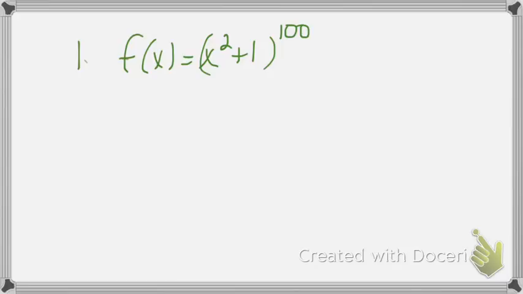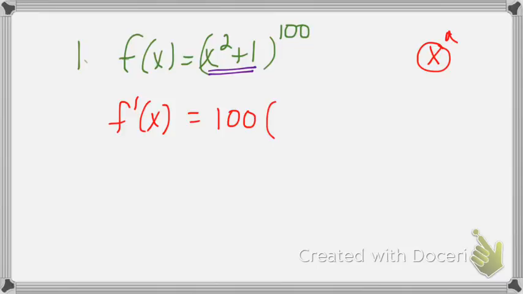So here we have a function raised to a power. This is like the g of x. So to find the derivative, I start off, because it's something to a power, it's like x to the a, where a is a power. It just happens that x is a whole entire function. So I start off with the power rule. I bring my 100 down. I leave x squared plus 1 in there, subtract 1 in the power.